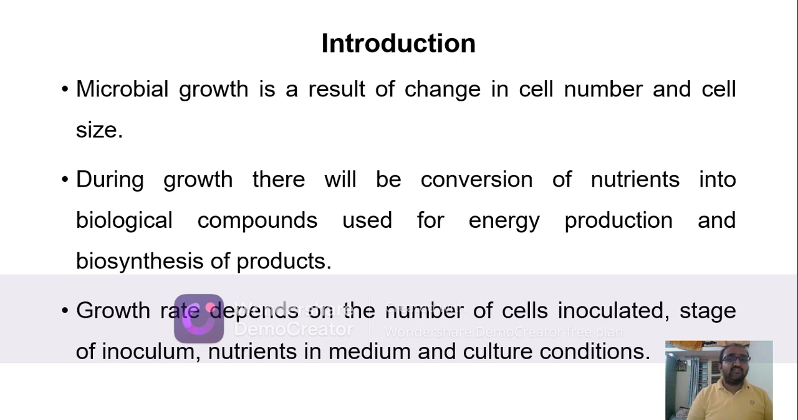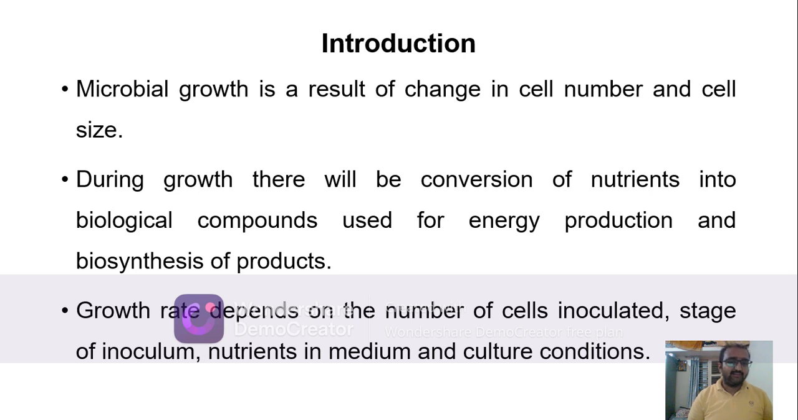During this time, nutrients such as carbon sources like glucose, nitrogen sources like ammonia and yeast extract, and phosphorus are converted into biological compounds which are useful for energy production. Ultimately ATP is produced, along with synthesis of the end product or the desired product.